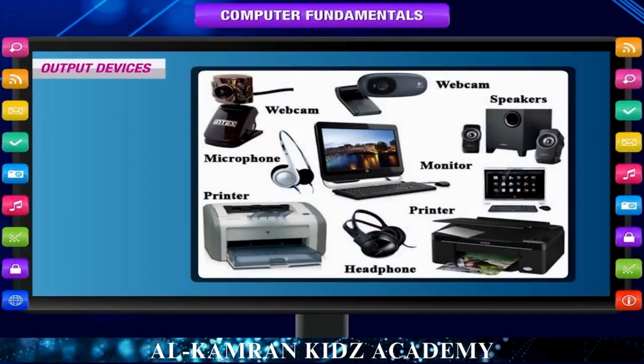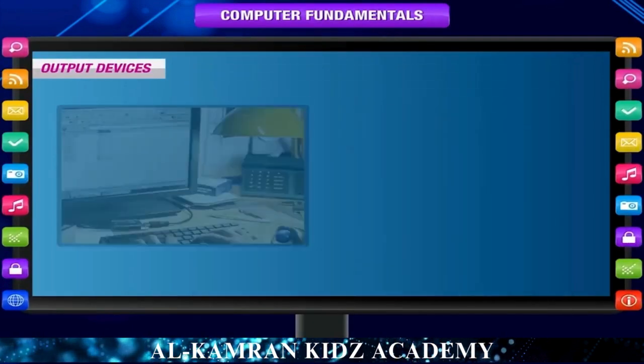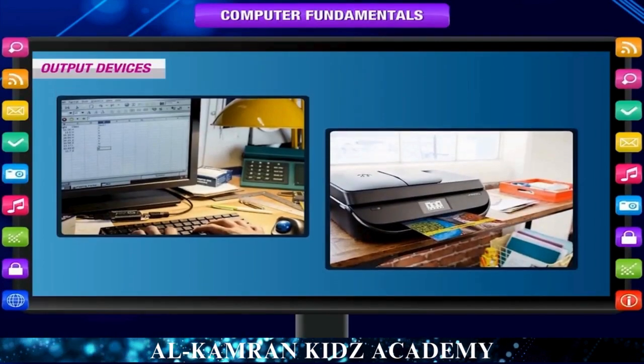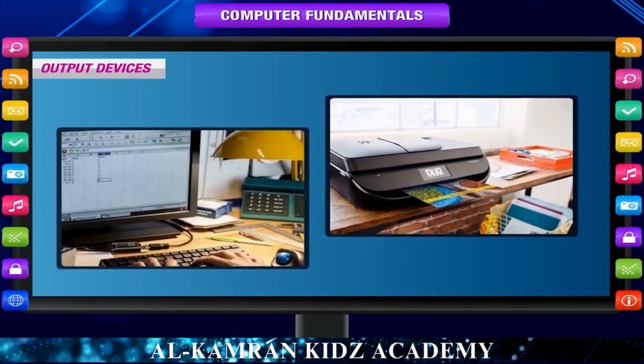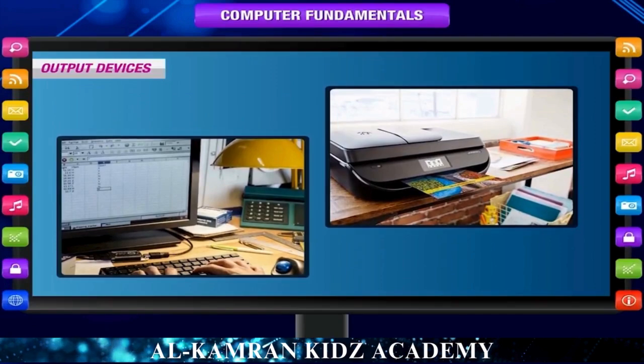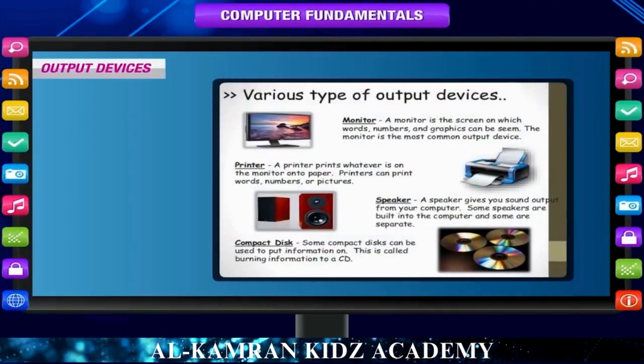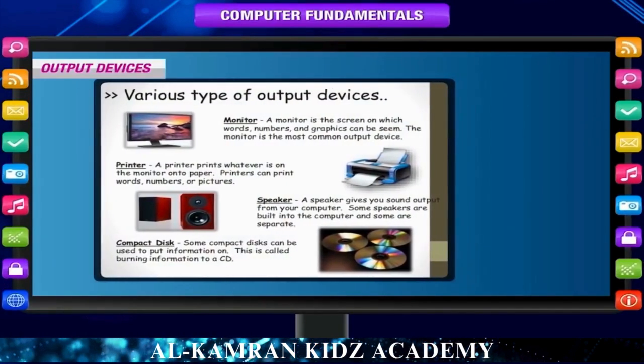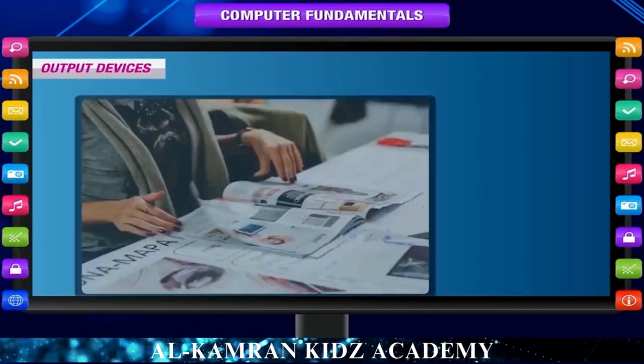Output devices. An output device is any peripheral used to display, print, or project the result of processing done by the CPU. There are various devices available to get information from a computer and produce the output.